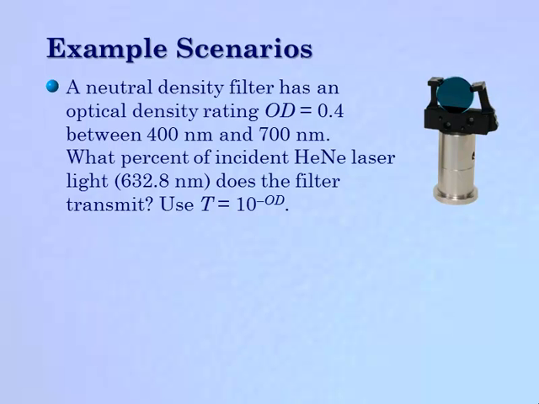So here's an example scenario. A neutral density filter has an optical density rating OD equals 0.4 between 400 nanometers and 700 nanometers. So if we have incident helium neon laser light of 632.8 nanometers, how much of that light is going to be transmitted through there? Well, we have a formula, T is equal to 10 to the minus OD power.